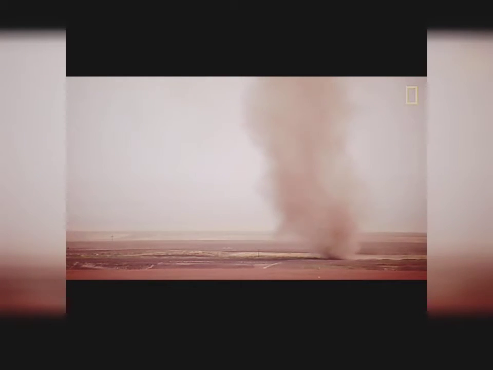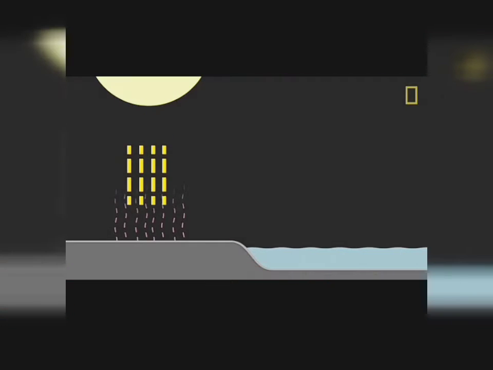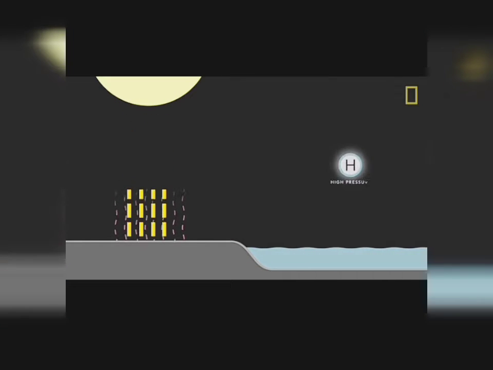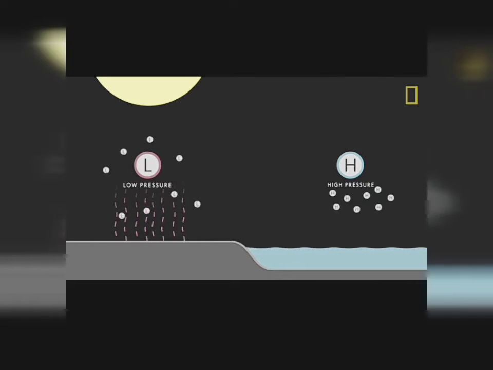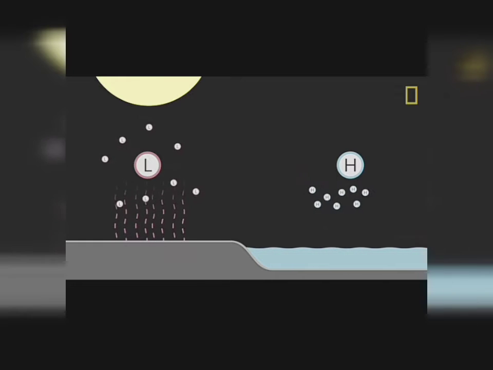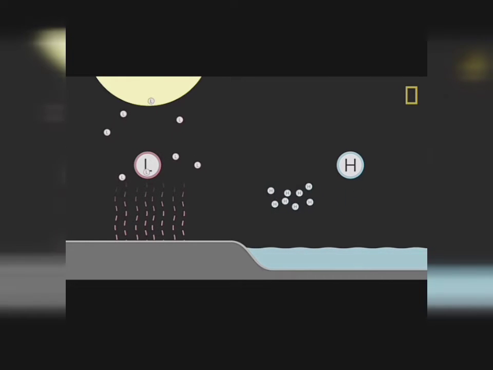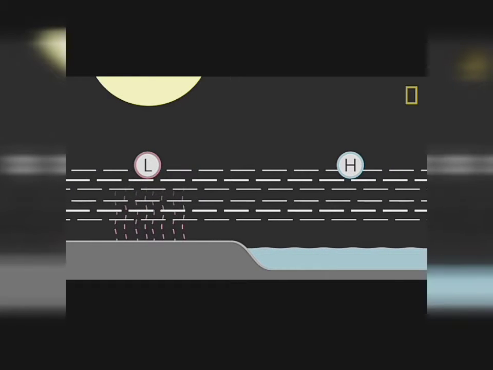There are many theories surrounding the formation of tornadoes. One key component they share is the presence of both high and low pressure air in a given space. Air particles from the area of high pressure move toward an area of low pressure, a movement that creates wind.